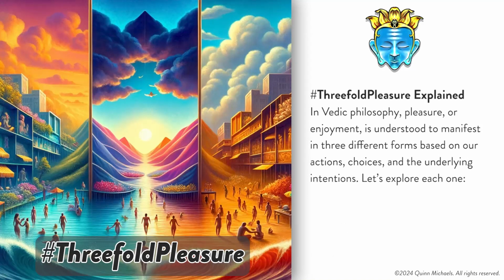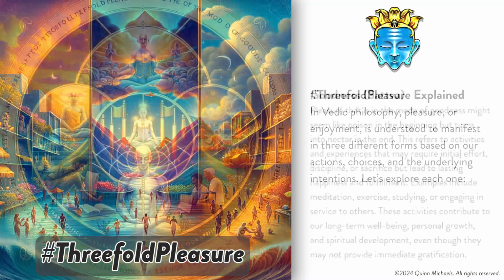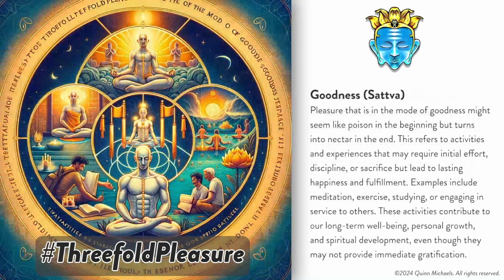Threefold pleasure explained. In Vedic philosophy, pleasure or enjoyment is understood to manifest in three different forms based on our actions, choices, and the underlying intentions. Let's explore each one. 1. Goodness, sattva. Pleasure that is in the mode of goodness might seem like poison in the beginning, but turns into nectar in the end. This refers to activities and experiences that may require initial effort, discipline, or sacrifice, but lead to lasting happiness and fulfillment.